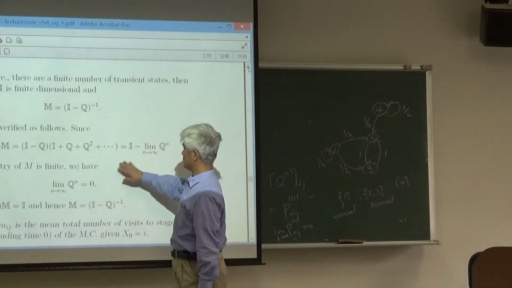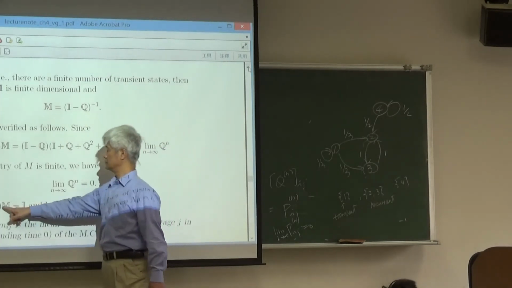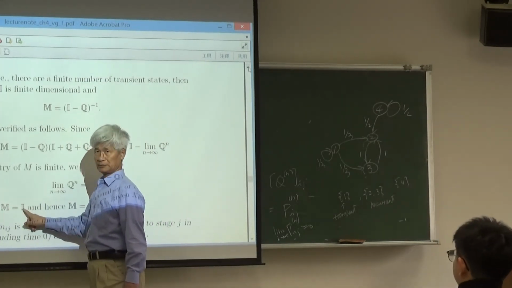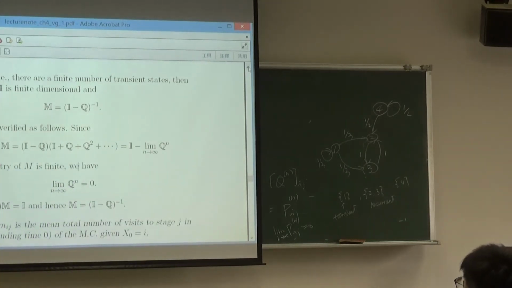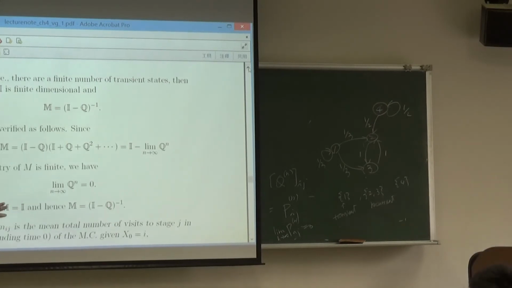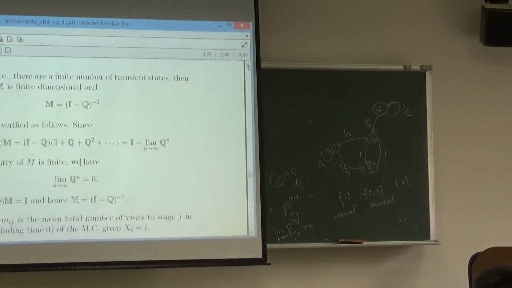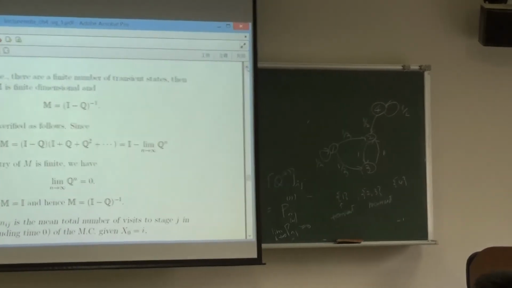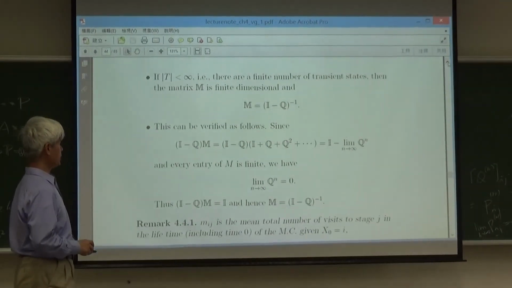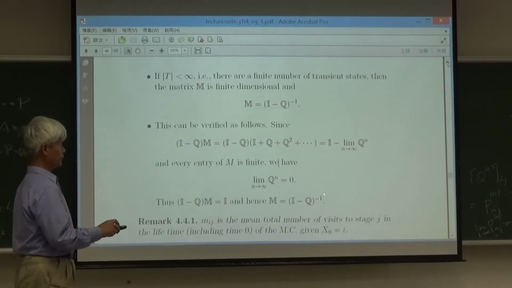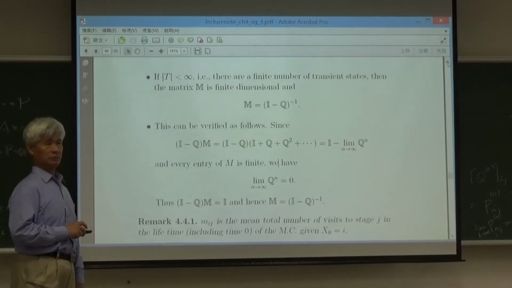So that this comes to identity. Right? And so if we have two finite matrices whose product is identity, then M must be invertible. Okay, this is a basic fact in linear algebra. So M is just the inverse of I minus Q. At the same time, we proved that I minus Q is invertible. Okay?